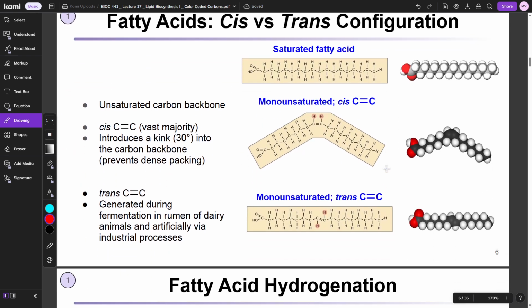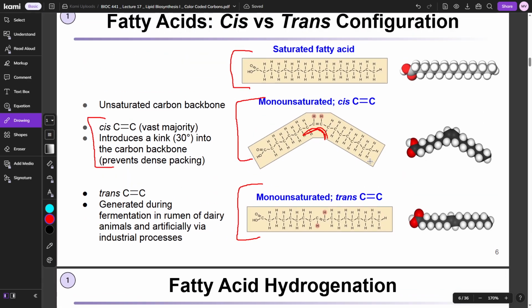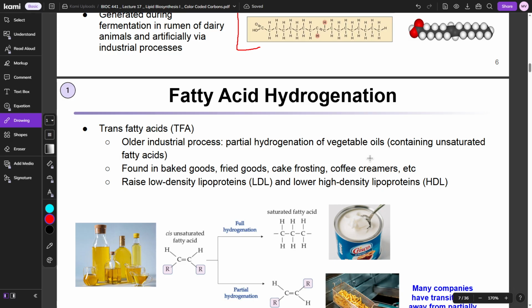I talked about this already. They can be in cis or trans conformations. So this is just saturated, this is cis, and this is trans. So cis introduces this 30-degree kink in the chain, so this is like a 30-degree angle right here, if you will. And the trans is this image here. So these are just cool things to keep in mind, and you want to definitely remember them.